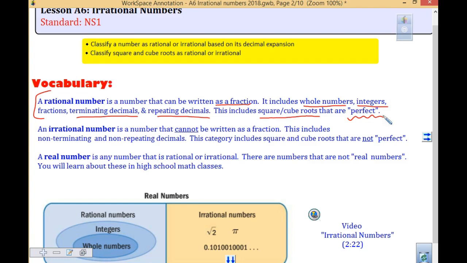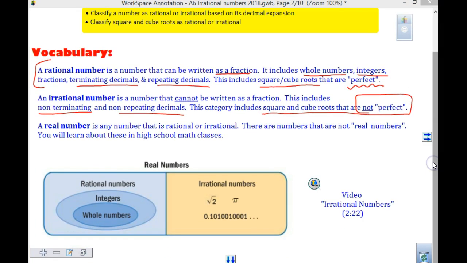So irrational cannot be written as a fraction. They include non-terminating, non-repeating, and of our square and cube roots, the not perfect. Okay? And everything that we study this year is real. So if I ever ask you that question, what kind of numbers are they? Which ones are real numbers? Every single one of them. Every single one that we study this year are real numbers.